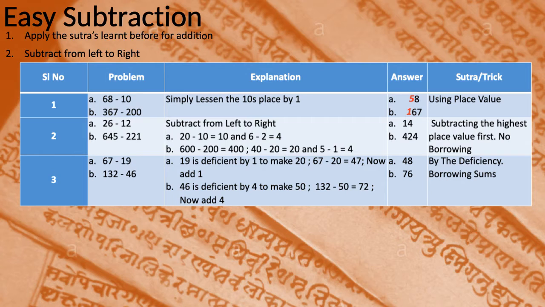So let's look at another example where we have borrowing. This 132 minus 46. Units place 2 is less than units place 6, right? So we have to borrow. Now what we can do here is this 46 is very nearer to 50. How much should we add to make it 50? By 4, right? So remember that 4. From 132, take out 50.